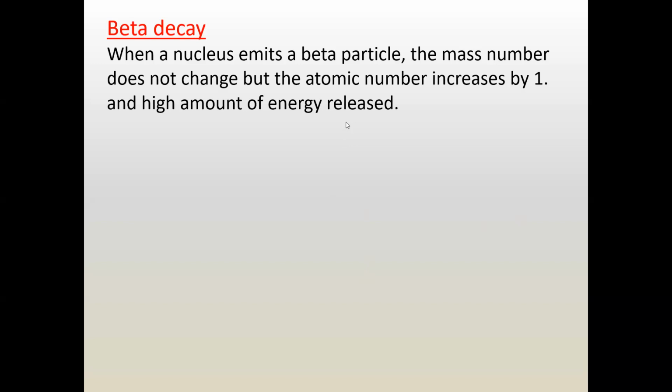So in this session, we'll discuss beta decay. What is a beta decay? So what happens when the nucleus emits a beta particle? What is a beta particle? The beta particle is actually an electron. So when the nucleus emits an electron, that is known as the beta particle.